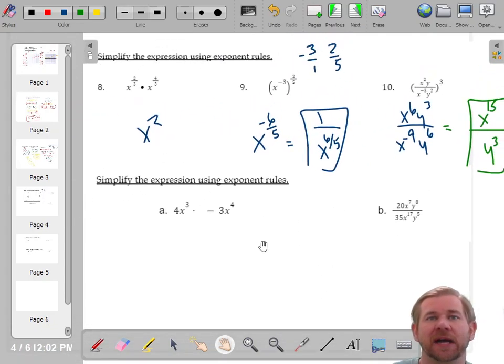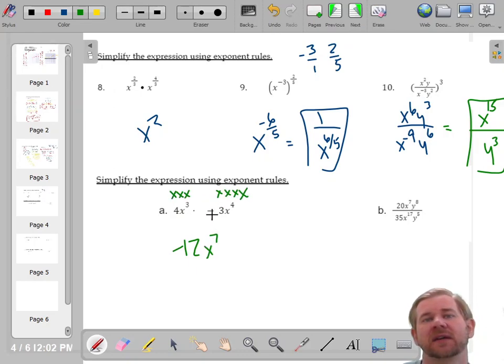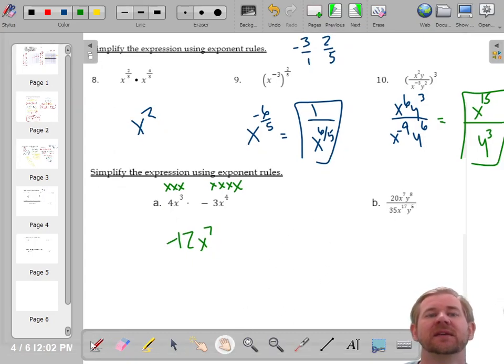All right, if you're multiplying, so just multiply. 4 times negative 3, that's negative 12. X cubed times x to the 4th, that would be 7 x's. X, x, x, x, x, x, x. Add them up, you get 7 of them. One more like this.